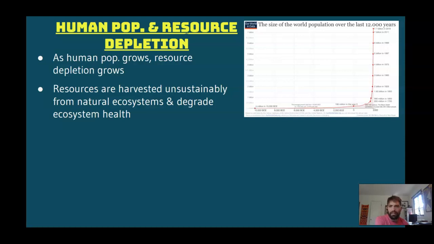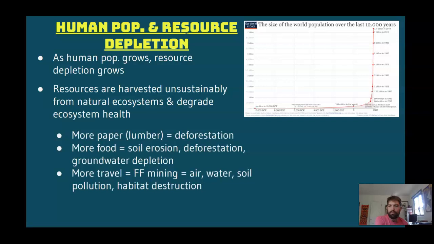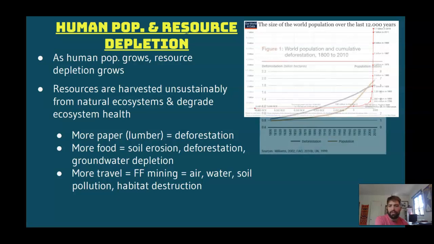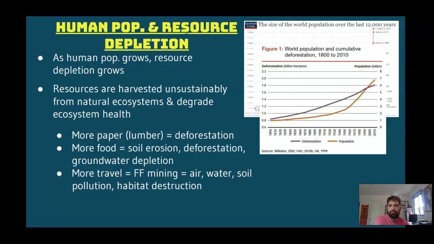So ultimately, human population increase, as you probably know, directly affects the environmental sustainability. So more paper we need is more deforestation, more food, soil erosion, deforestation, groundwater depletion. More travel is more fossil fuel mining, air, water, soil pollution, habitat destruction. All right, and here we have the world population and cumulative deforestation from 1800 to 2010.